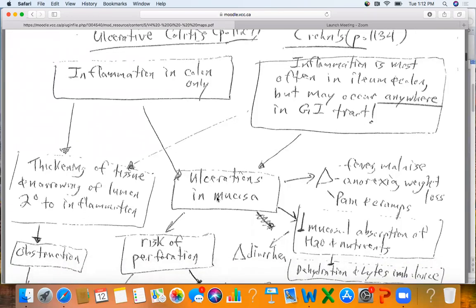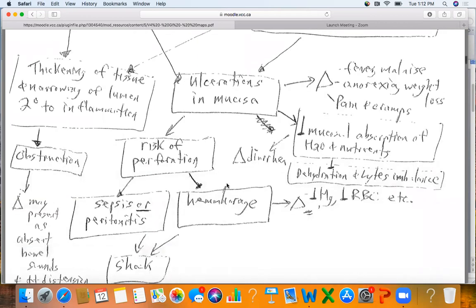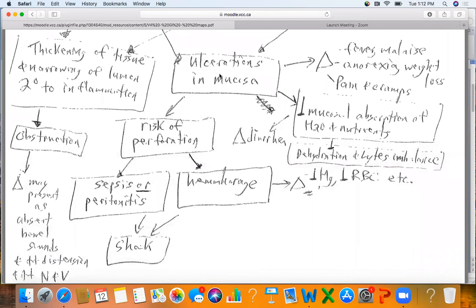So inflammation causes these ulcerations in the mucosa, and those in themselves contribute to that fibrotic tissue we talked about. But the mucosa at times of inflammation is thin, it's more delicate, and there's a risk of perforation. There's a risk of perforation because of the obstruction itself, and there's a risk of perforation because the lumen wall is compromised because of these ulcerations.